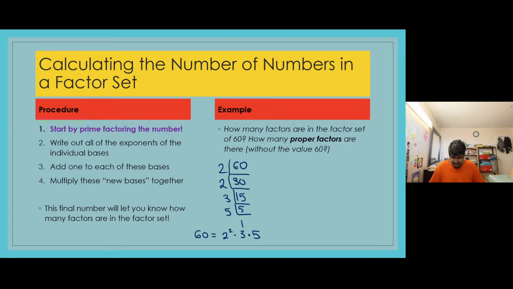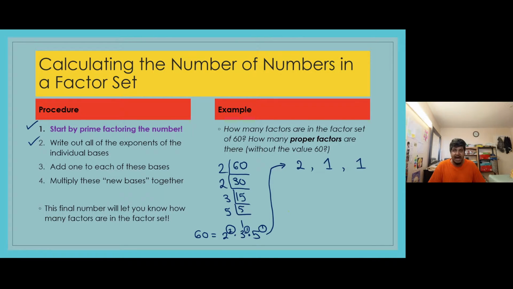So now we're on step 2. We're done with step 1 here. Step 2, write out all the exponents of the individual bases. So let's do that quickly. We know we have an exponent here of 2. And then for the 3, there's no power given. So we just assume that there's a 1 in hiding over here that we just don't write. And again, same situation, we have another 1. So that's our situation so far. So we're done with step 2.